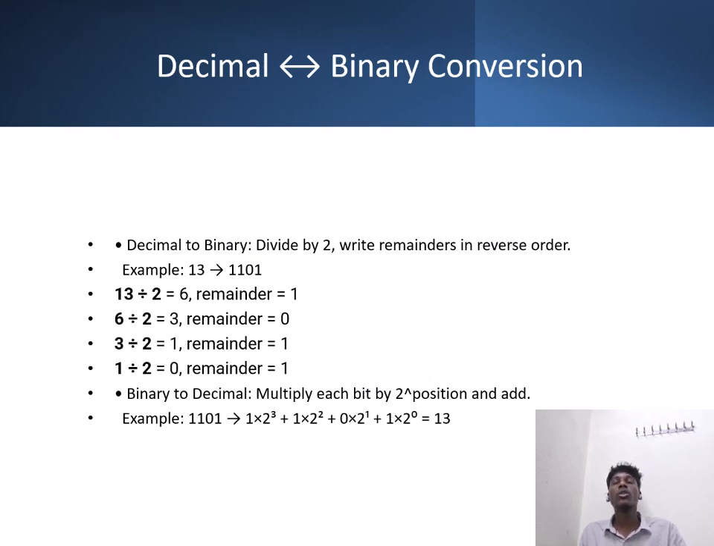And then we will see the binary to decimal conversion. Multiply each bit of your binary number by 2 raised to its position power, and add all of that. For example, we can see the binary number 1101 is converted into the decimal number 13. Here is the process. We can see how 1101 was converted into the decimal number 13.